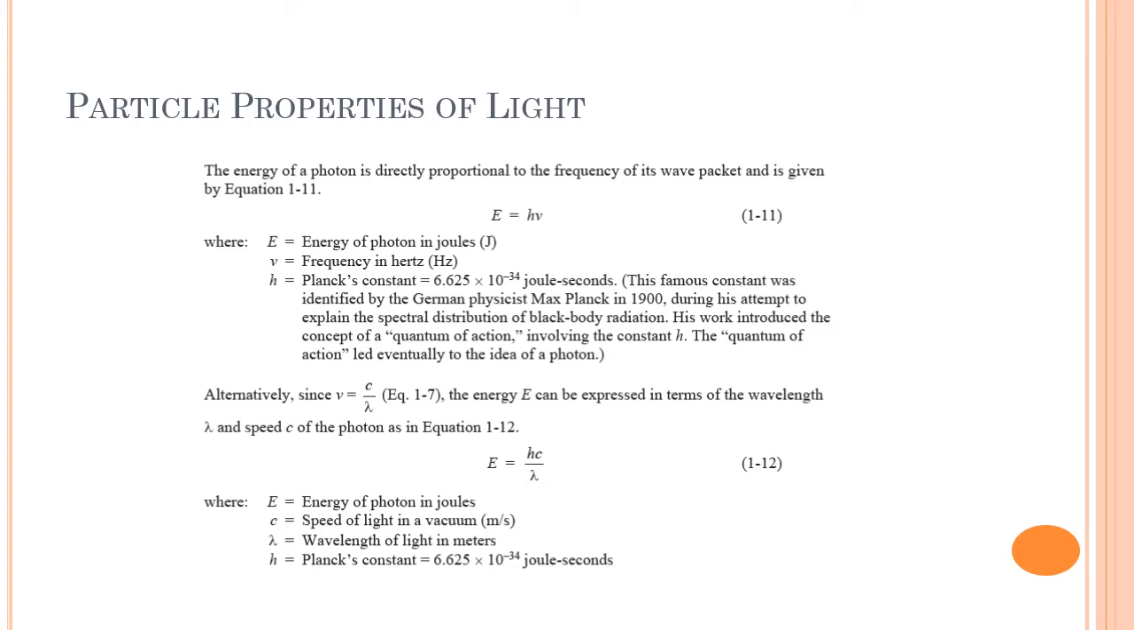Then alternately, because we know that nu is equal to c over the wavelength lambda, the energy can also be expressed in terms of the wavelength lambda and the speed c of light, in equation 1-12, which is E is equal to hc over lambda. And again, that's the energy of the photon in joules. C is the speed of light in a vacuum. H is Planck's constant, and lambda is the wavelength of light in meters.